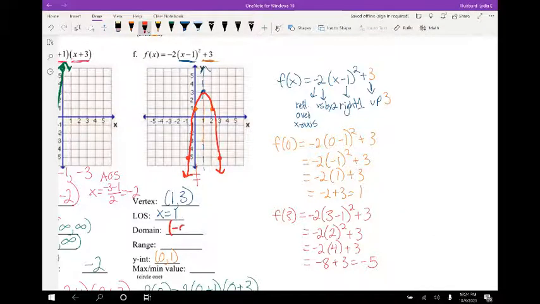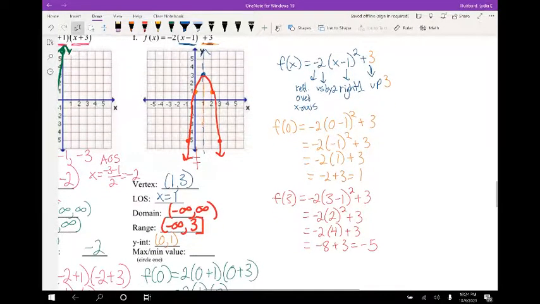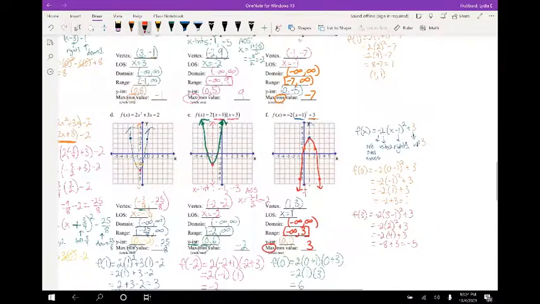So domain is negative infinity to infinity. Range is bottom to top, so that's going to be negative infinity, and it's stopping at the y value of 3. And in this case, we're going to have a max, and it's going to be a positive 3. Okay, and that will cover graphing.